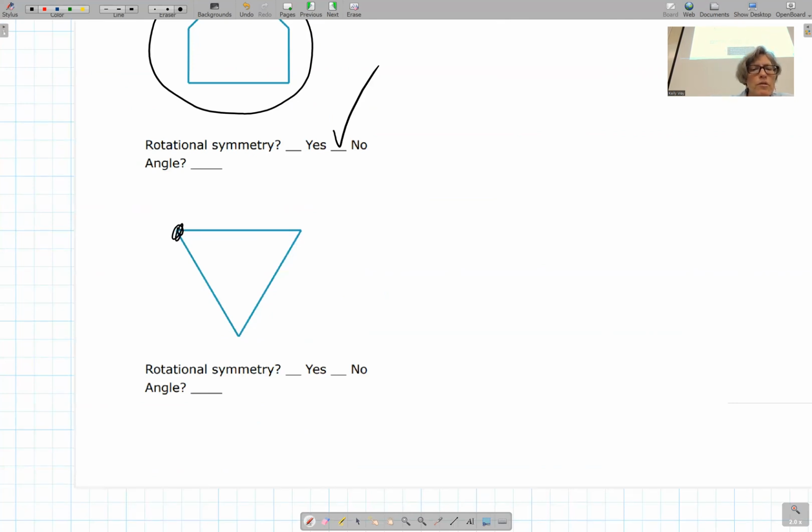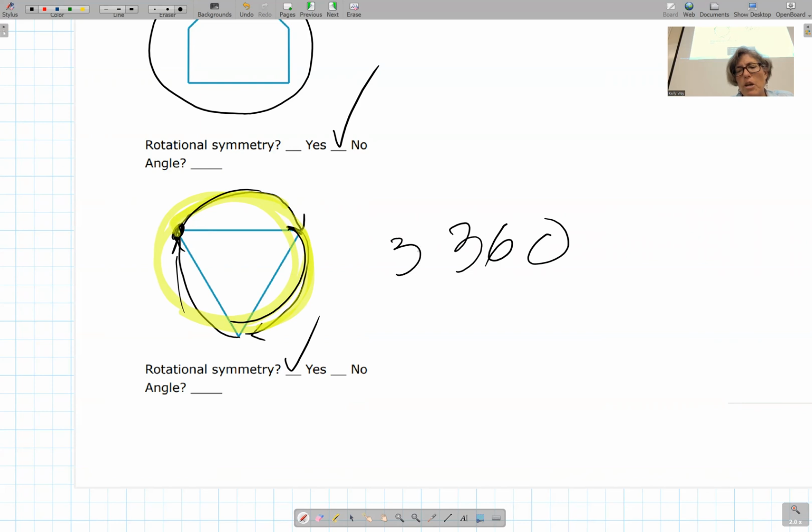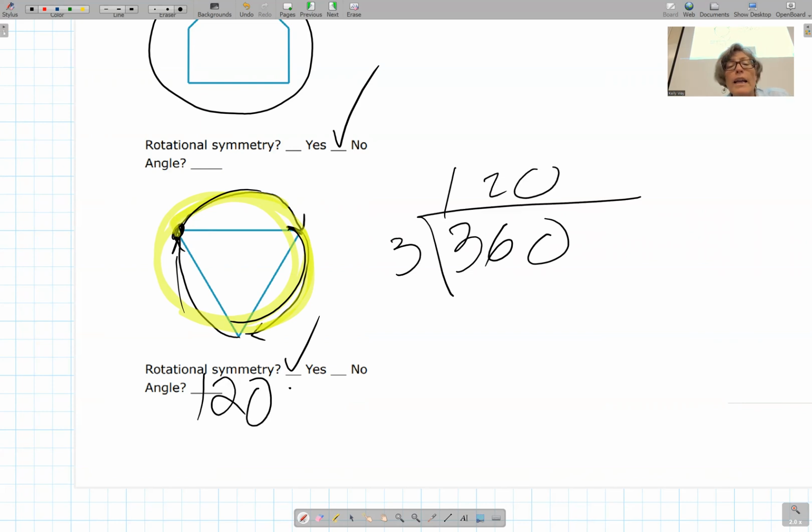This one, all you have to do is rotate from here to here, and you get the same image. So it does have rotational symmetry. And the way you figure that out is 360, and we have 3 different pieces here. 1, 2, 3. So 360 divided by 3 is 120. So that would be our angle of rotation.